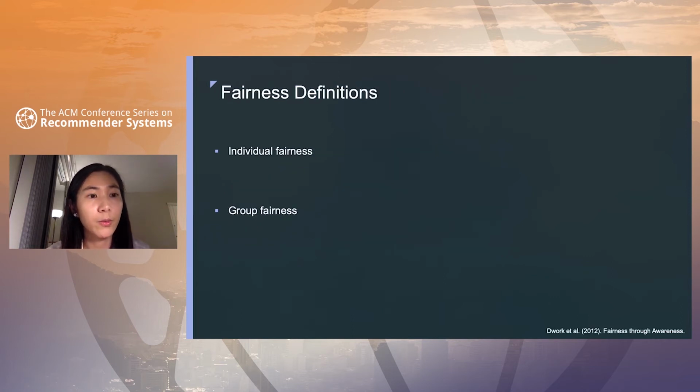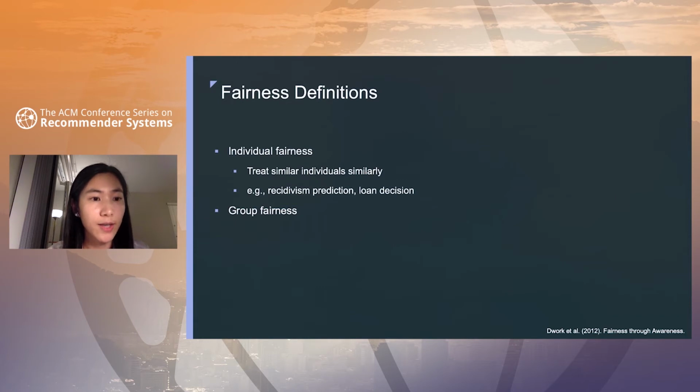Okay? So when we talk about fairness definitions, we are usually talking from two perspectives. One is individual fairness, the other is group fairness. Individual fairness requires that we treat similar individuals similarly. For instance, given two identical credit histories, we want to make the same loan decision regardless of the applicant's gender or race background.